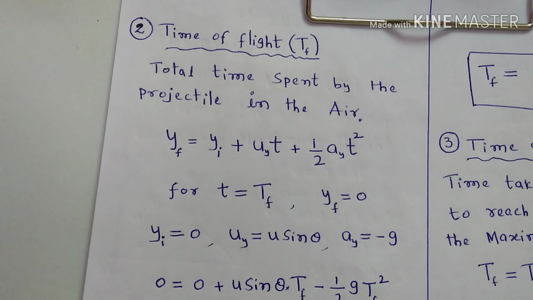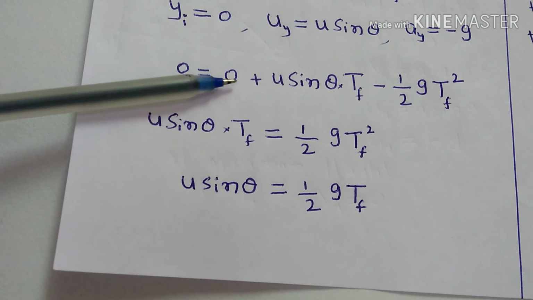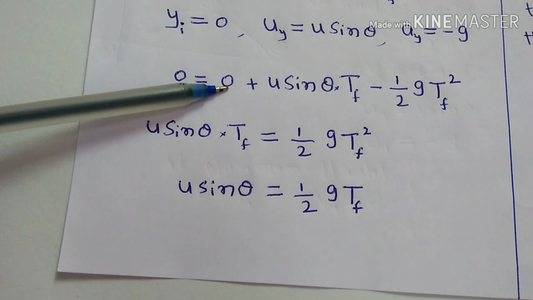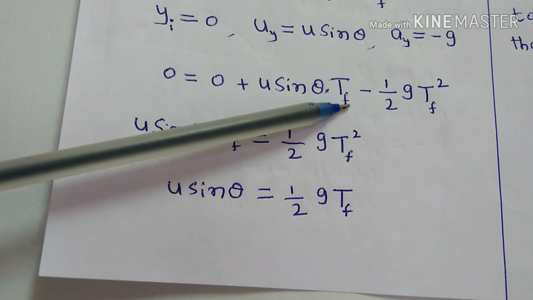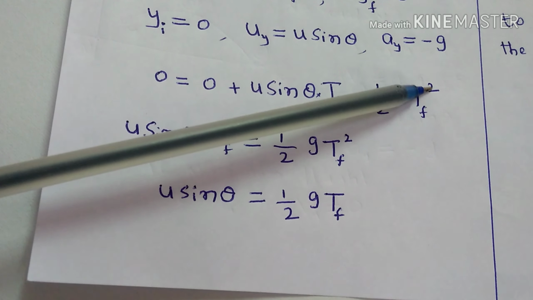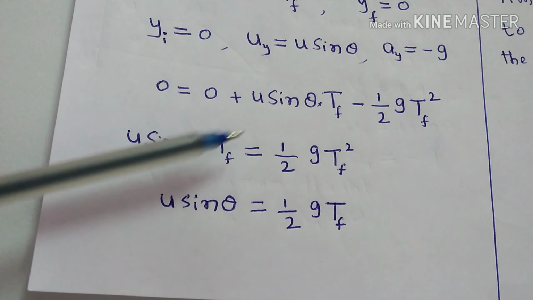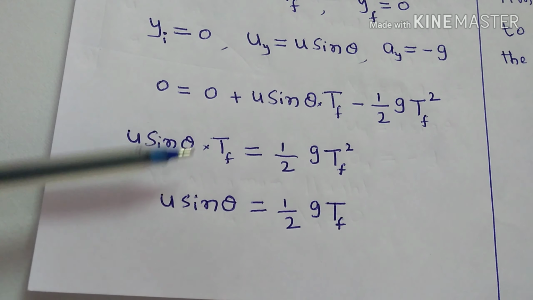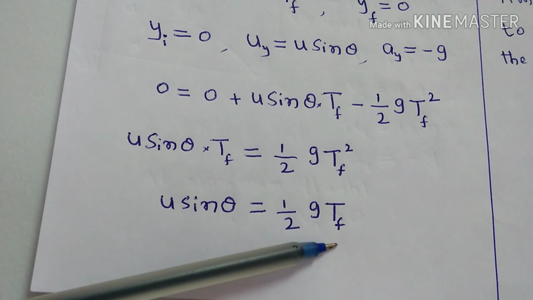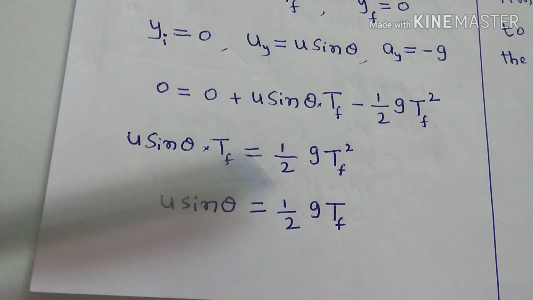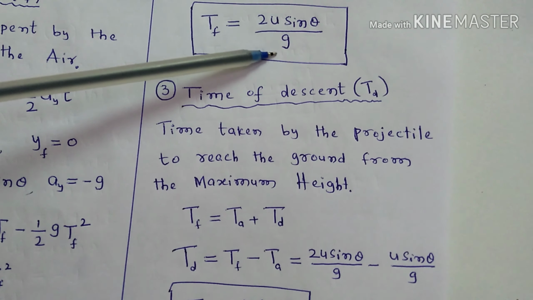Okay, we will substitute this. After substituting, yf is 0, yi is 0, plus u sin theta into time tf minus half g tf square. Then we will simplify: u sin theta into tf is equal to half g tf square. This tf square will go out, no? So what is left out: u sin theta is equal to half g into tf. So from this we can find tf. Tf, time of flight, is equal to 2u sin theta by g.